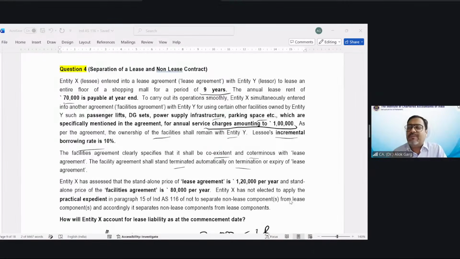If you don't want to split, don't do that. At times there could be a scenario where you are not able to determine the fair value of the lease part and the fair value of the service part. So the standard allows you, whatever you are paying in total, even if it is mentioned in the contract, you can still take a practical expedient, right? Whatever money you are paying to the lessor, you can consider that as a lease payment, okay? And apply the Ind AS 116 accounting.